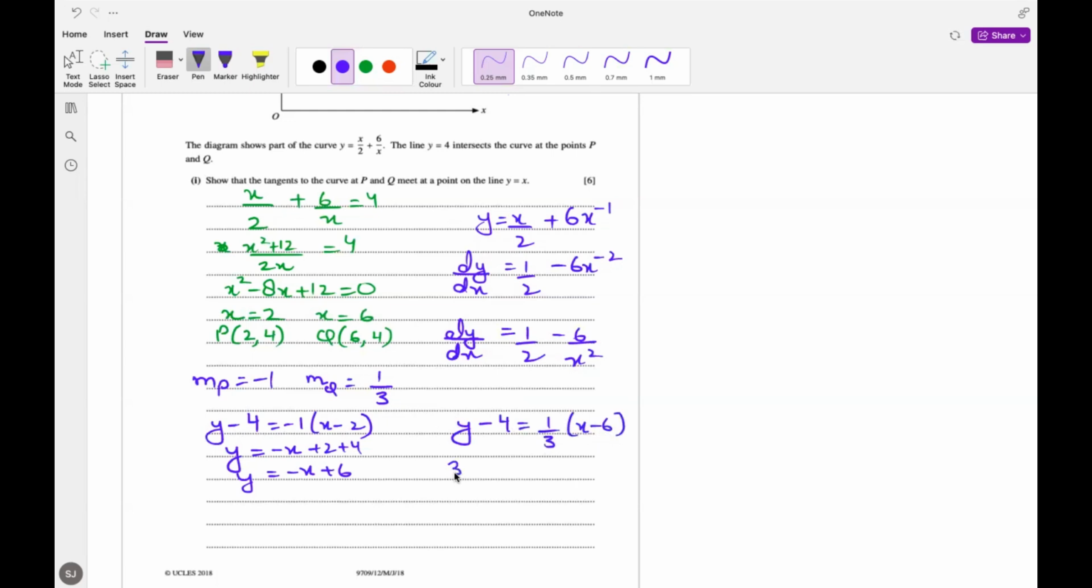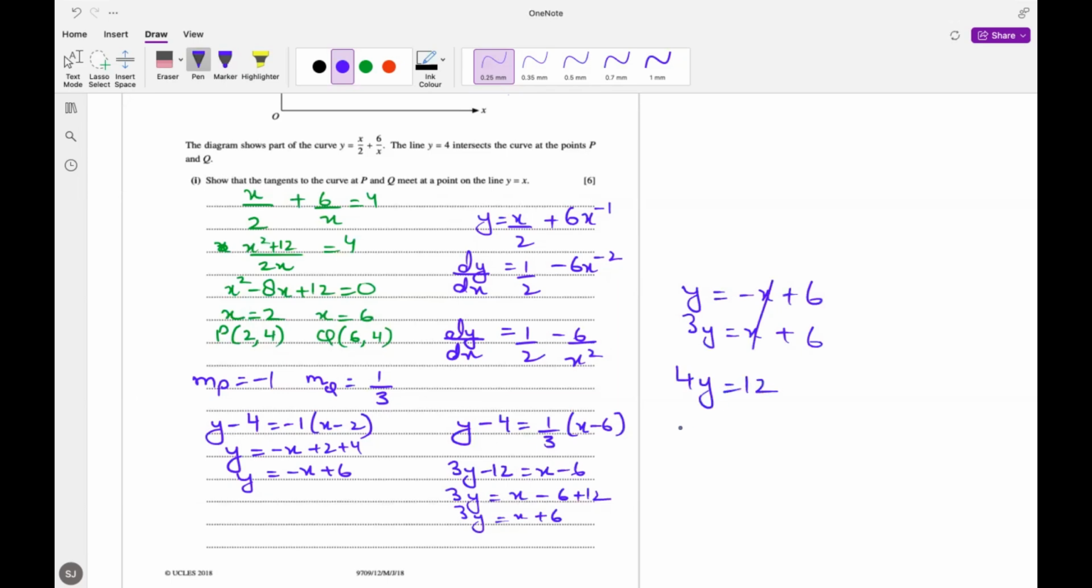Cross multiplying, we'll get 3y minus 12 equals x minus 6. We can write it as 3y equals x minus 6 plus 12, which gives 3y equals x plus 6. Now solving the two equations simultaneously, we have y equals minus x plus 6 and 3y equals x plus 6. Minus x and x will cancel, so 4y will equal 12 and the value of y will be 3.